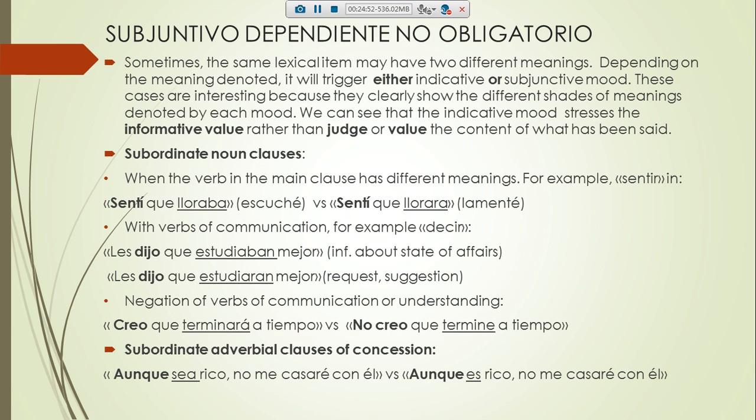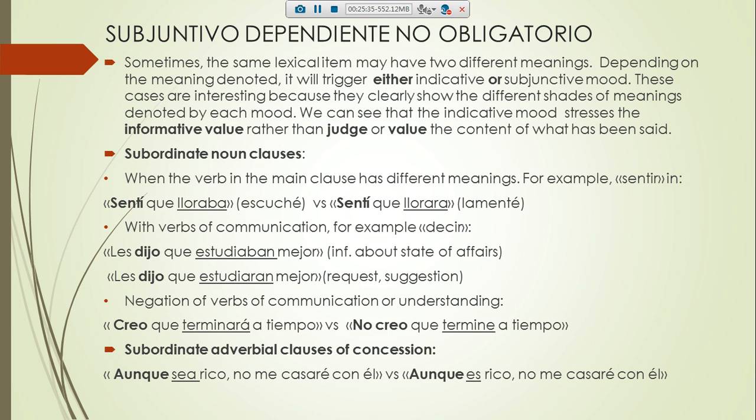When the verb in the main clause has different meanings, then it will trigger different moods. For example, the verb sentir. Sentir en sentí que lloraba, meaning escuché, sensory perception. So when the verb sentir means sensory perception, escuchar, it triggers indicative mood. But when the verb sentir means to be sorry about something, lamentar, it will trigger subjunctive mood, an emotional reaction to something. Sentí, lamenté que llorara, no que lloraba. Okay? The meaning would be different.